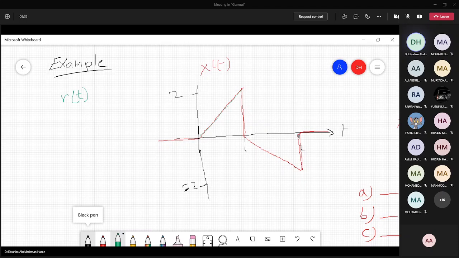How to find the number which is before this, before r? It depends on the slope of the previous line and the slope of the line after the point. So the slope here is equal to 0, and the slope here is equal to 2. Then it is 2 minus 0, which is 2 ramp r of t.